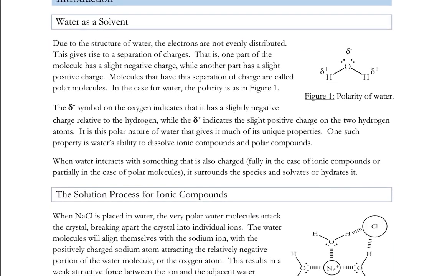So in our introduction, we are reminded that water is polar. It has a partial negative end and a partial positive end. Remember that Greek symbol delta we use to indicate just a portion of a negative or a portion of a positive.